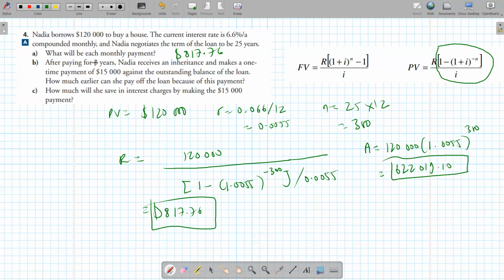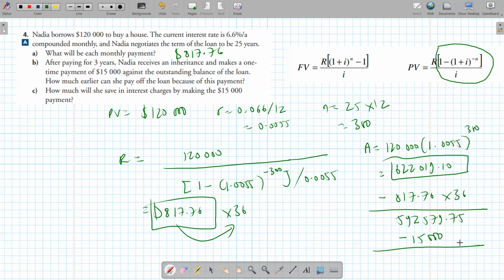So 3 years means how many months? 36 months. She's gonna pay this 36 times. So we subtract 817.76 times 36 to see the outstanding balance. The outstanding balance is 592,579.75. And on top of this, she's gonna pay $15,000, so minus 15,000, which gives us $577,579.75. So that is the amount that she owes the bank now.